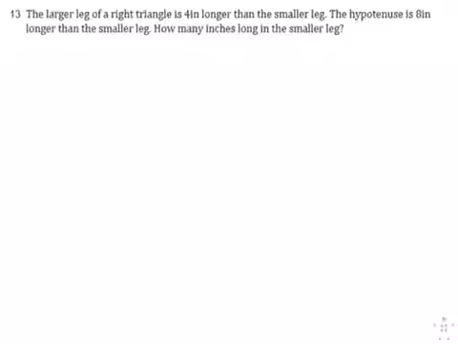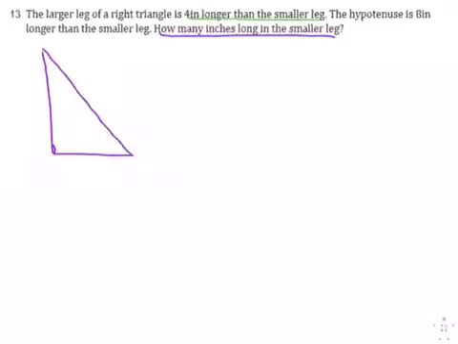The larger leg of a right triangle is 4 inches longer than the smaller leg. The hypotenuse is 8 inches longer than the smaller leg. How many inches is the smaller leg? So we're going to look for the smaller leg. So I first recommend you draw a picture of a right triangle. Then let's go ahead and label it. So it says the larger leg of a right triangle is 4 inches longer than the smaller leg. So I'm going to pick one to be the smaller leg and label it x. And then we know that the larger leg of the right triangle is 4 inches longer than the smaller leg. So we're going to make that x plus 4.